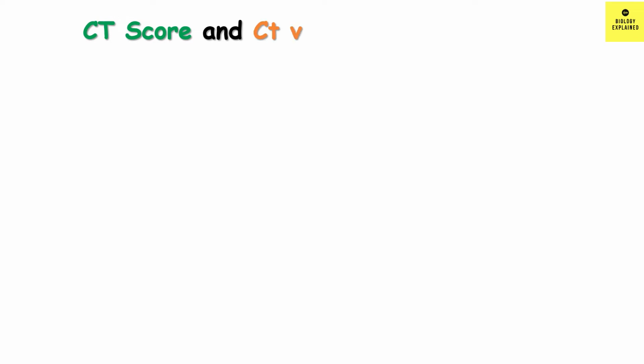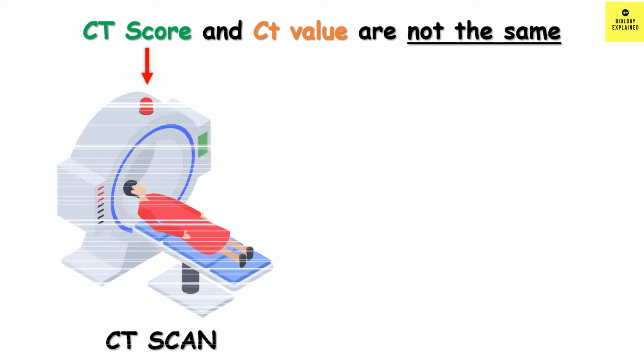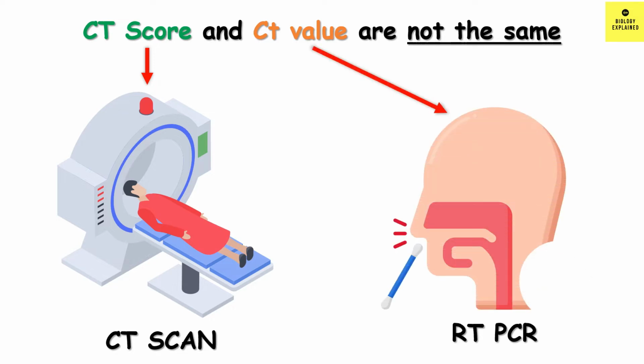First of all, you have to know that CT score and CT value are not the same. We get CT score when we do a CT scan of our lungs for COVID-19. On the other hand, we get CT value when we do an RT-PCR test where the swab is taken from the nose and the throat. Is it clear? If you want to know more about CT value, I have a video. I will add the link in the description and also in the card above.